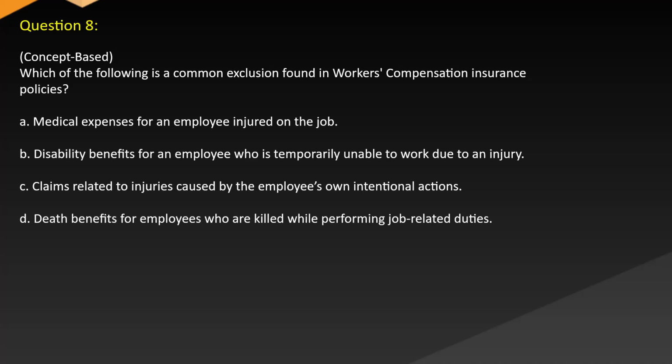Which of the following is a common exclusion found in workers' compensation insurance policies? A. Medical expenses for an employee injured on the job. B. Disability benefits for an employee who is temporarily unable to work due to an injury. C. Claims related to injuries caused by the employee's own intentional actions. D. Death benefits for employees who are killed while performing job-related duties.